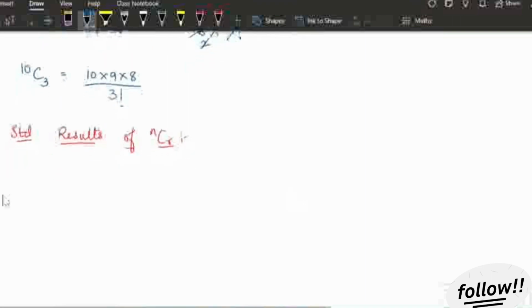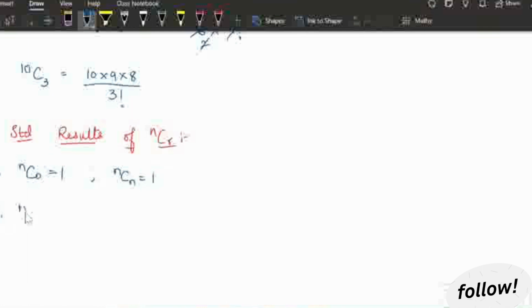So the first one is nC0, which means there are n objects and you're selecting only 0 objects out of this. So nC0 value is 1 and nCn is 1. So if you are selecting 0 objects or if you are selecting all objects, then the answer is 1. Suppose you are selecting only one object, then the answer is n. Or if you are selecting all objects except one object, then also the answer is n.